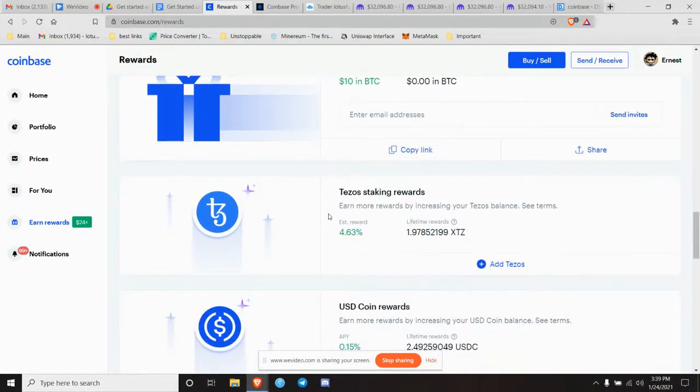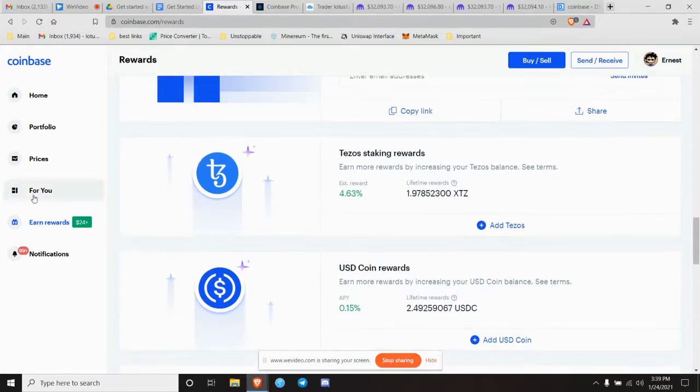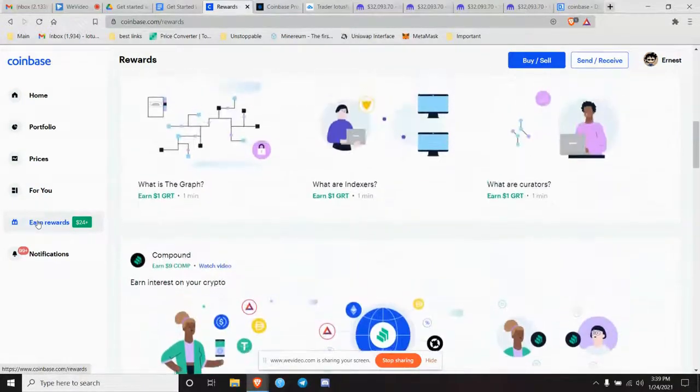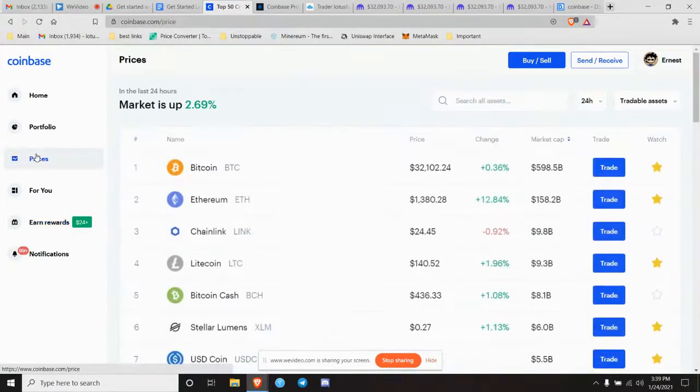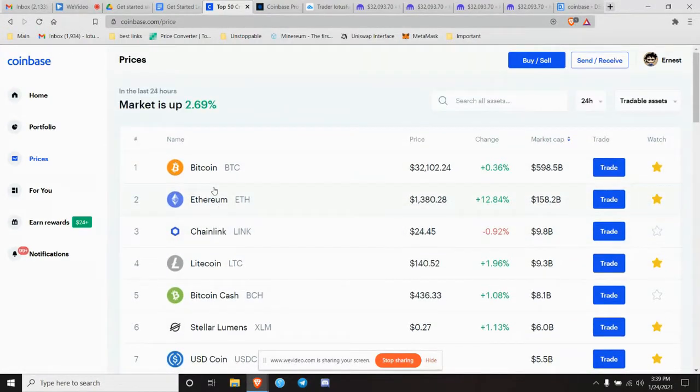And then also, you can stake different cryptos that you have. You can see here, I'm earning an interest of 4.63% on my Tezos and 0.15% on my USD Coin. And so this is how you start to get into the Coinbase ecosystem. You can also monitor the prices of different cryptocurrencies on Coinbase, but it's way easier to do that in TradingView.